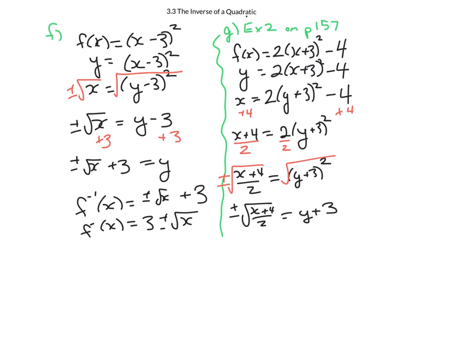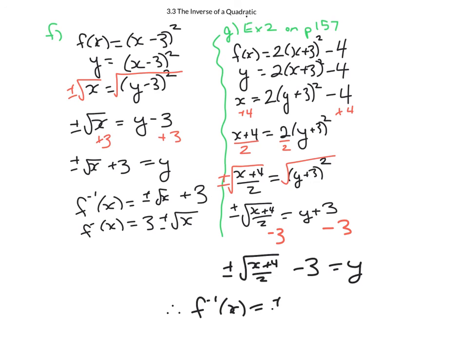Shrink that up a little bit so I've got a bit more space. Last move is the 3, so I'm going to minus 3 from both sides. And we've got plus or minus square root x plus 4 over 2, minus 3 is outside the root sign, equals y. Therefore, f inverse of x equals the plus or minus square root x plus 4 over 2 minus 3.